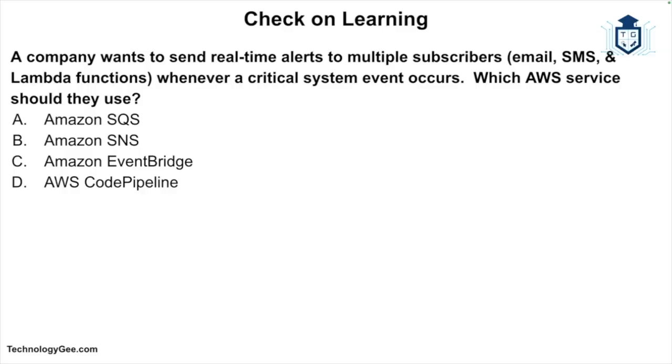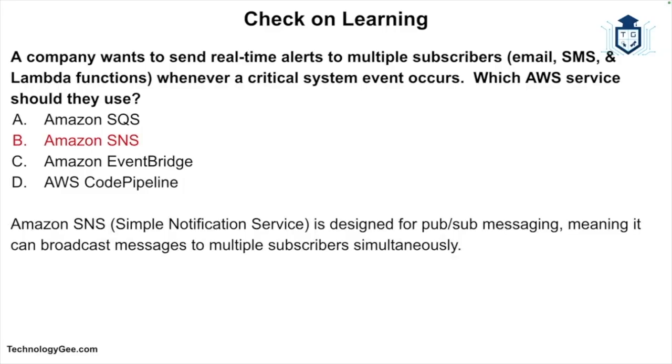So our first question is, a company wants to send real-time alerts to multiple subscribers via email, SMS, and Lambda functions whenever a critical system event occurs. Which AWS service should they use? Would it be Amazon SQS, Amazon SNS, Amazon EventBridge, or AWS CodePipeline? And the correct answer is Amazon SNS, which stands for Simple Notification Service. And this is designed for publishing and subscribing messages, meaning it can broadcast messages to multiple subscribers simultaneously.